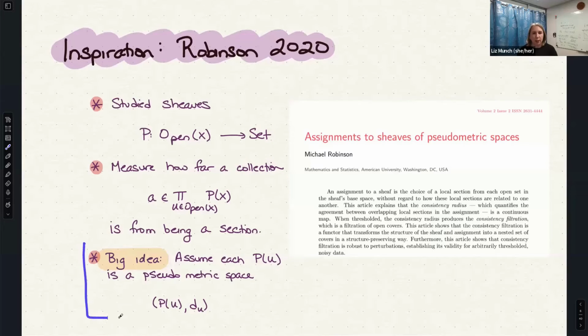The big idea that we're going to steal from him that I really like is that he swapped out his set information with pseudometric spaces. He started looking at these things by saying, let's create a measurement by using the pseudometric space structure on each of the individual images for any open set and use that as our measurement tool. So what we're doing is going to be inspired by this rather than directly using it, but I really like this idea, and this is where we got a lot of these pieces.